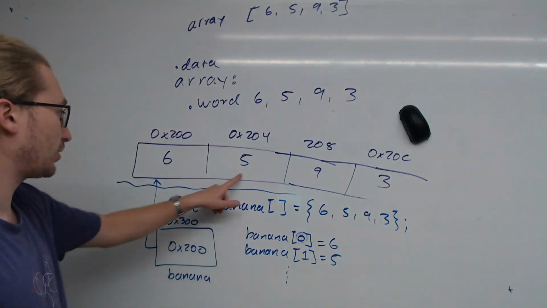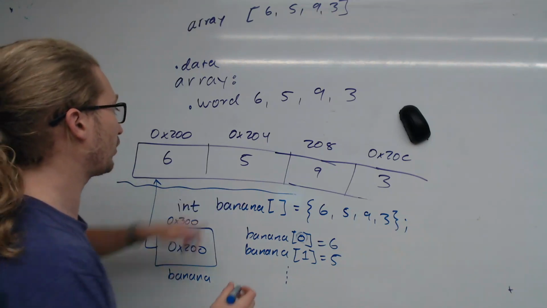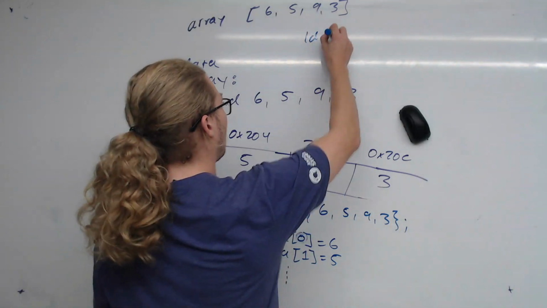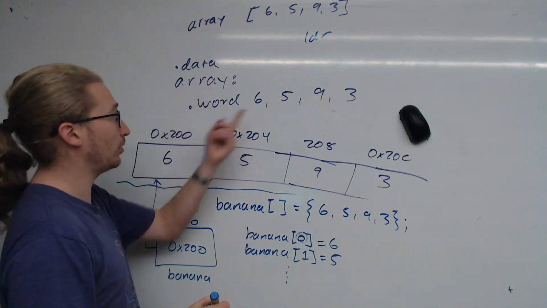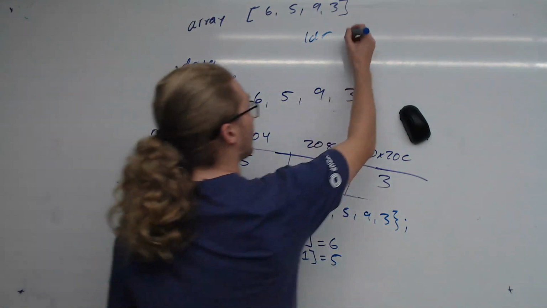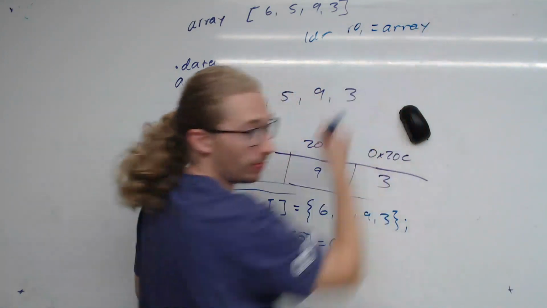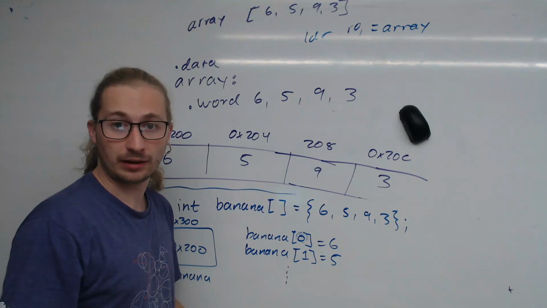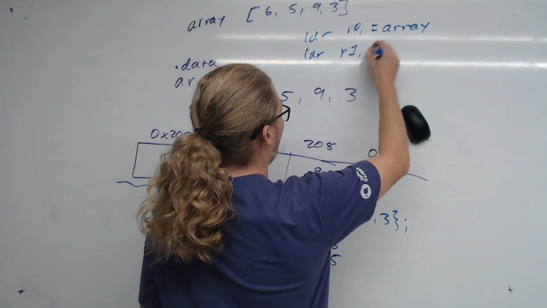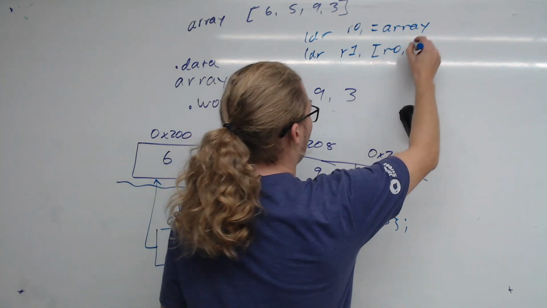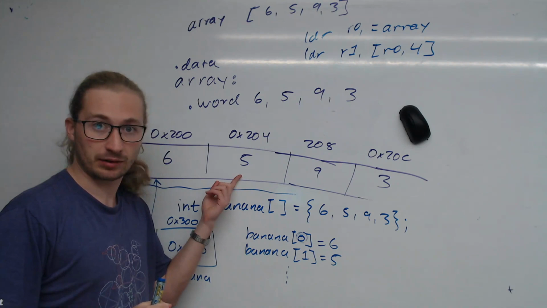If I wanted to fetch the first thing from the array here in assembly, what would that look like? Well, I need to load the base address, that is the label, into a register first. So load R0 array. And then afterwards, I'm going to load from that location with an offset. So load, say into R1, R0 offset by 4. And that would fetch this number here, right?